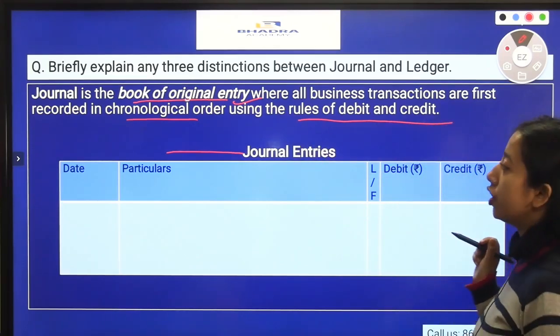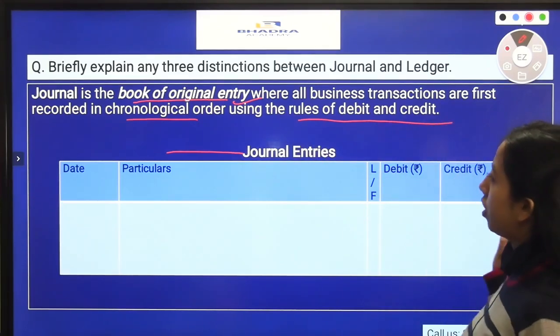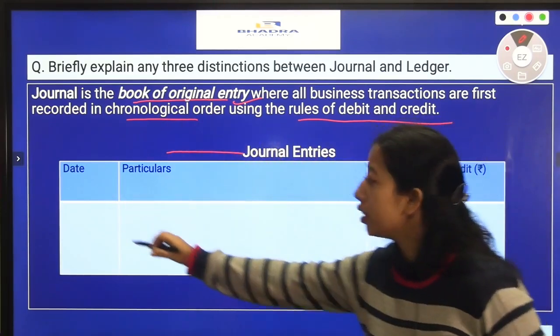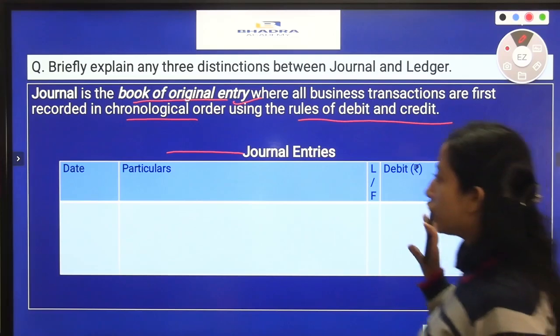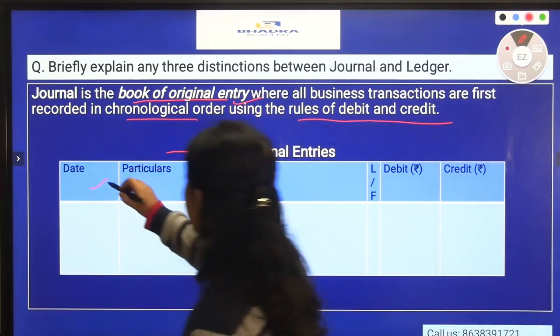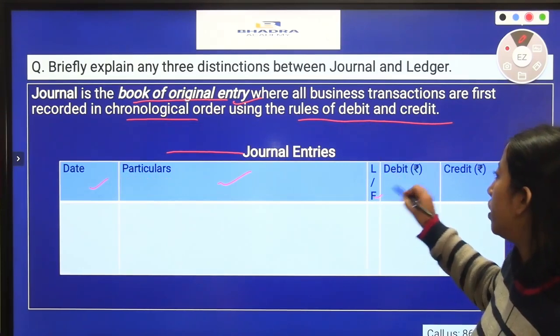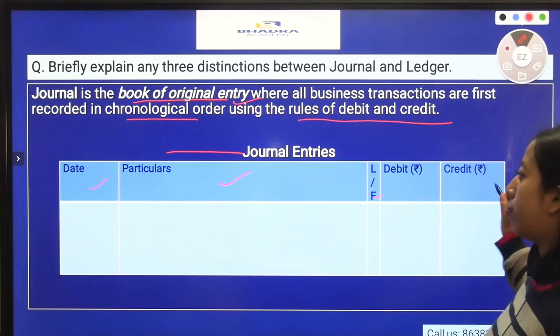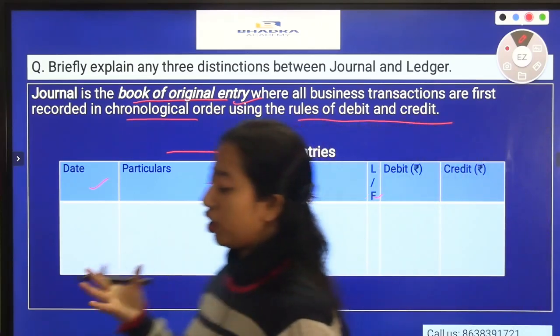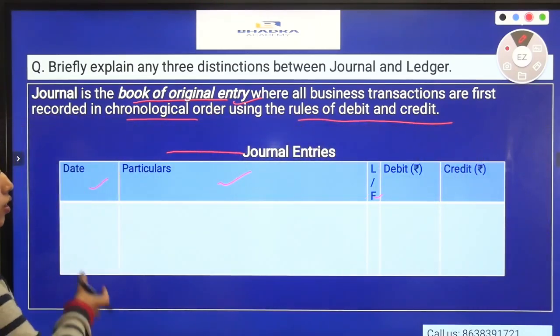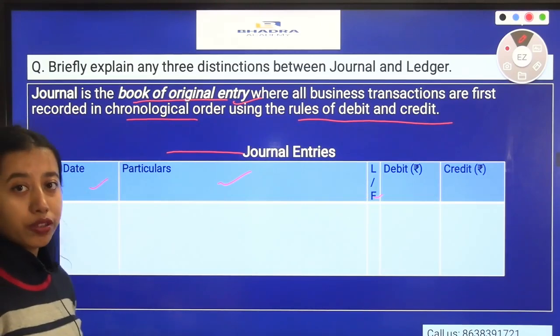And what does a journal look like? A journal somehow looks like this. And in a journal, there will be a date column, particulars, the ledger folio column, the debit amount and a credit amount. So this is how a journal looks. Or we can say it is a format of a journal.